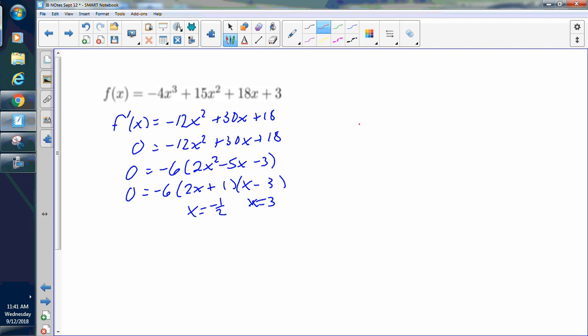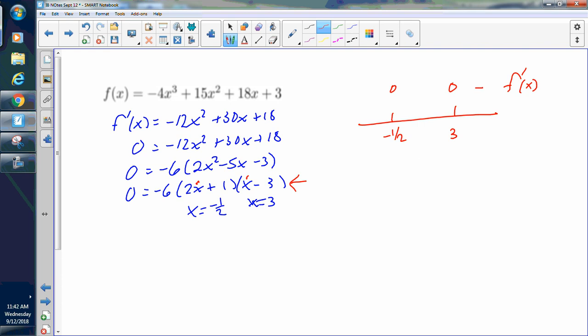Our sign diagram: negative 1/2, 3. The derivative is 0 at both of those places. A number bigger than 3, a number like 5. Now me, I'd put it into this factored part. So I'd have 5 minus 3 is 2, that's positive. 2 times 5 plus 1 is 10, 11, that's positive. So I have a negative 6 times a positive times a positive. And that's going to be a negative.